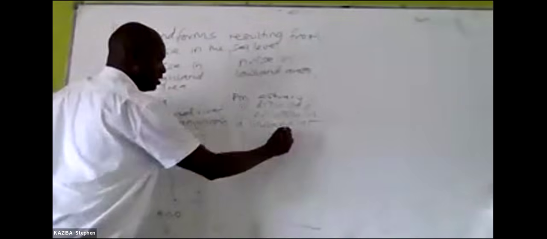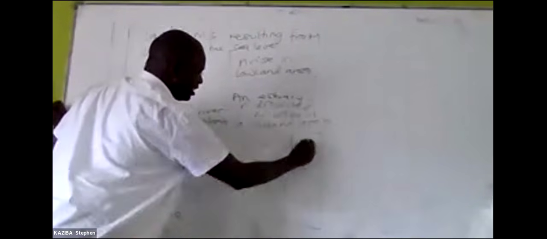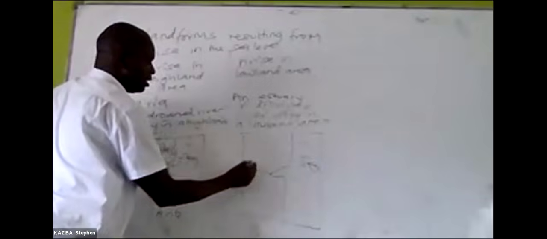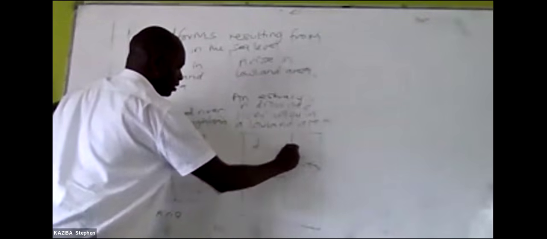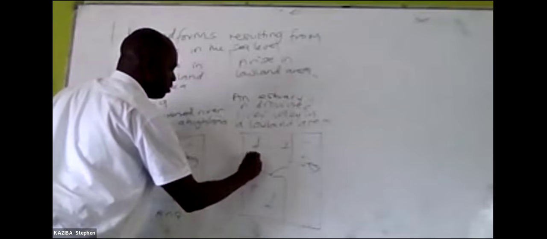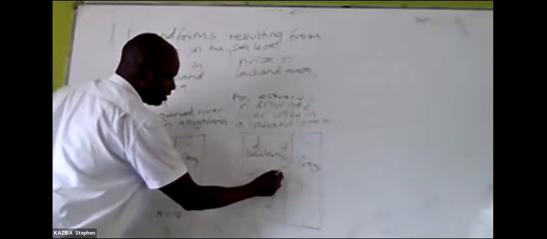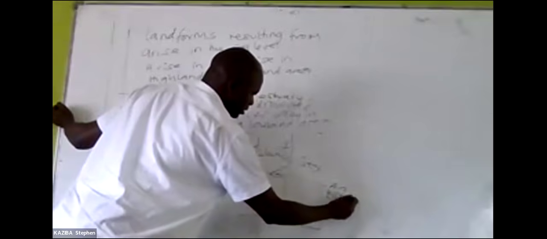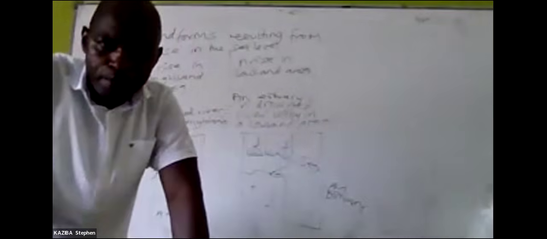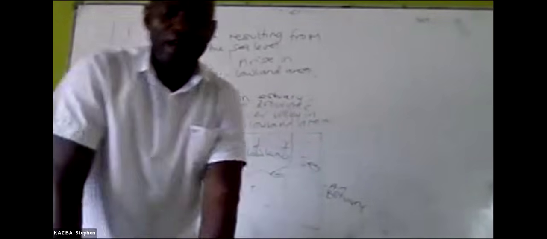Are you getting? Exactly the same thing. C. Then you put this as, this is a lowland now. Now this is an estuary. So I think that is clear. Or you can't see. I'm sorry about that.